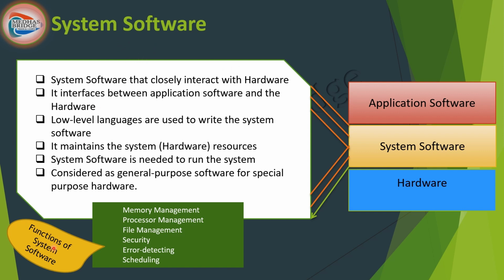The functions of system software are memory management, process management, file management, security, error detection, and scheduling. These are the key concepts which we learn more about in operating system concepts.